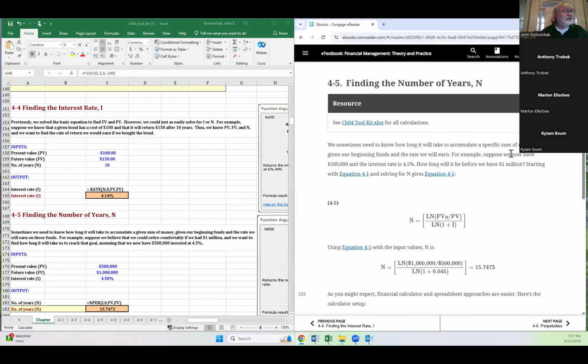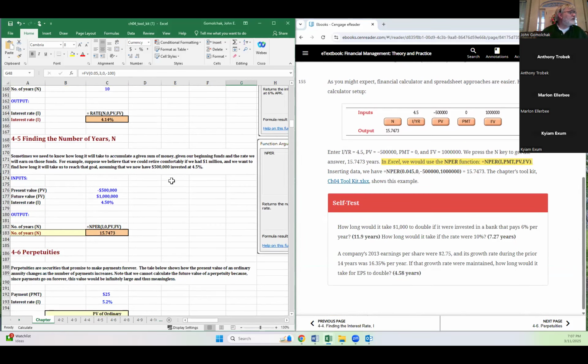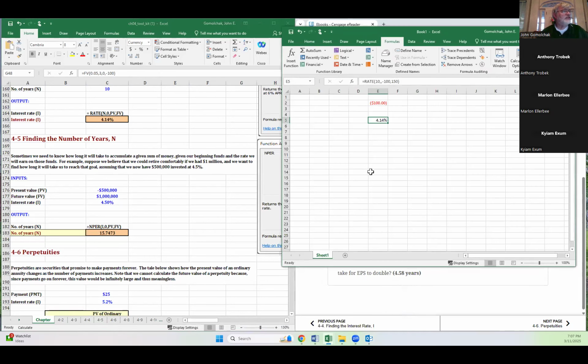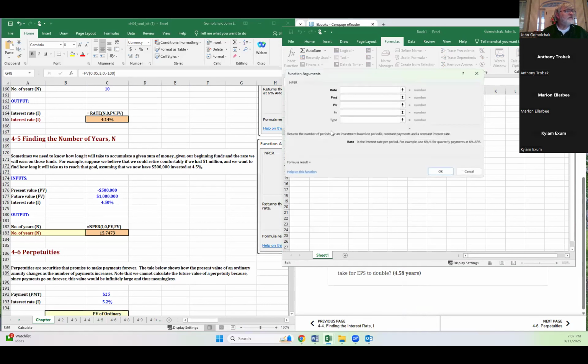How about if we need to find the number of years? There's your financial calculator if you're a fan. Finding the number of years. So NPER, the number of periods, is what we're looking for here. Go back to my Excel spreadsheet, pick a cell, financial, NPER, right here, number of periods. Rate, we know it's 4.5%, 0.045. Payment is a negative 500.